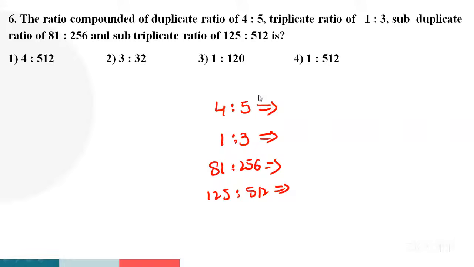Right. Okay, first point, guys, here. 4:5 duplicate ratio is. Okay. So 4:5 duplicate ratio is how much?